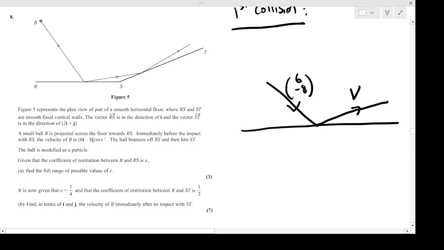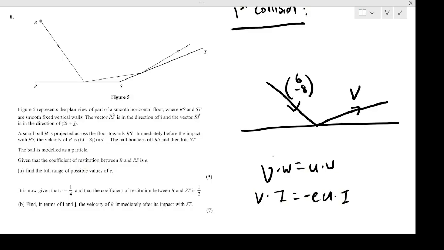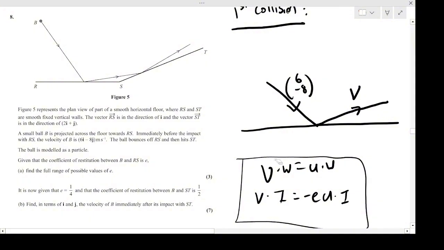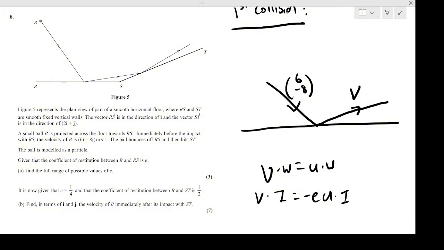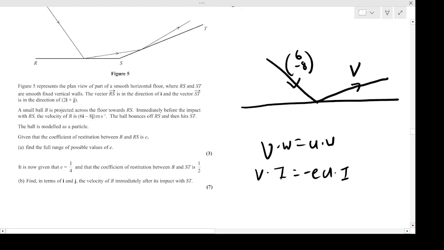But suppose you're a bit wary, suppose you're not sure whether you should be using the vector formulas, which are v dot w is u dot w and v dot I is minus e u dot I. Can I use it or do I not need to? You can use these formulas for any vectors question, even when you don't need to. Let's just say you're a bit anxious, and you're going to use the formulas here.